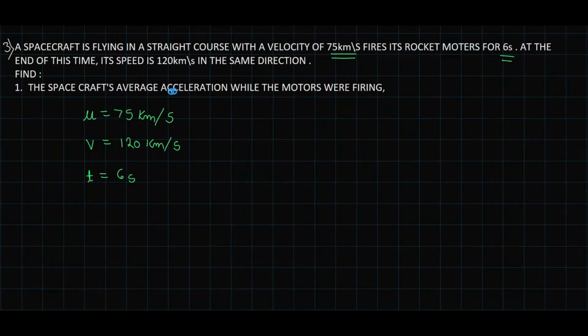Now this question wants us to find the average acceleration while the motors were firing. So acceleration A equals change in velocity over the time t. This can be written as A equals final velocity V minus initial velocity U over the time t. We substitute these values in this equation. We get acceleration equals final velocity V, which is 120, minus 75, over the time t, which is 6 seconds.